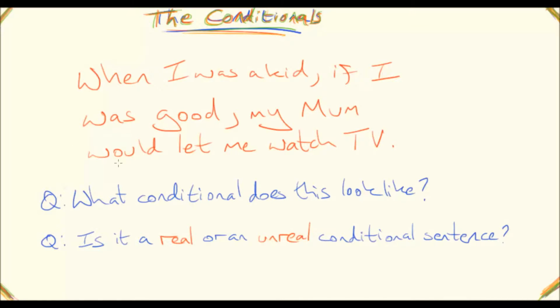Okay, so what have we got? We've got when I was a kid, if I was good, so we've got past simple there. So the conditional clause is past simple. Then we've got the main clause: my mum would let me watch TV. So we've got would plus the present simple. So we've got past simple, comma, would plus present simple.